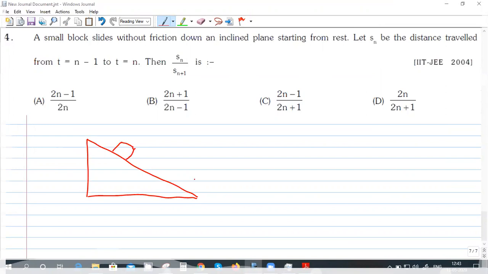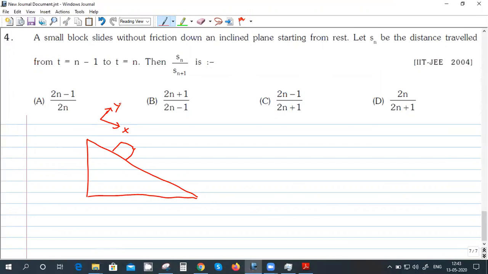Okay, so this is x-axis and this is y-axis. You have to get only the x motion. Y motion is not required because Sn is distance traveled along the x direction. There is no motion on y. So only x motion you have to consider.